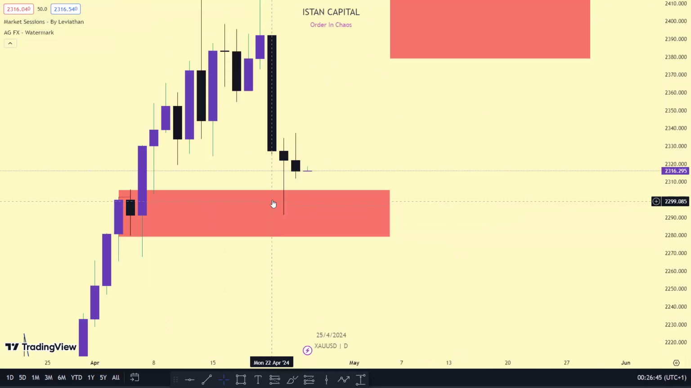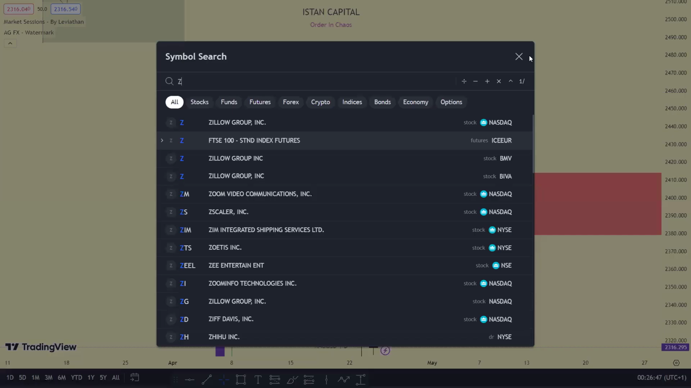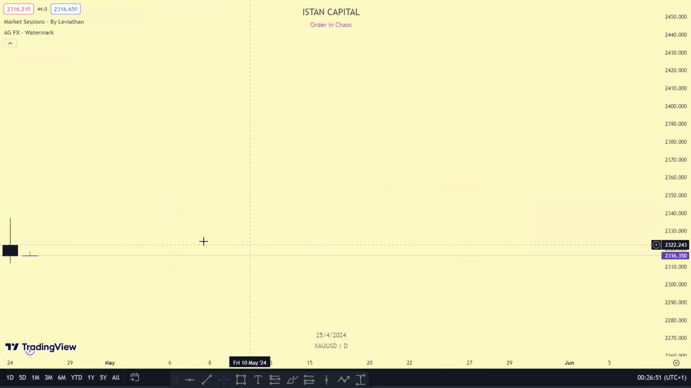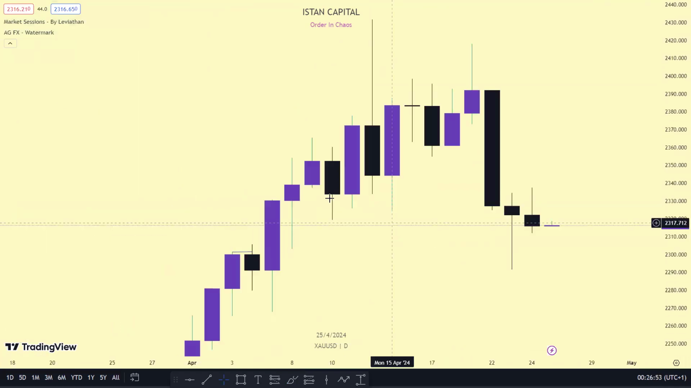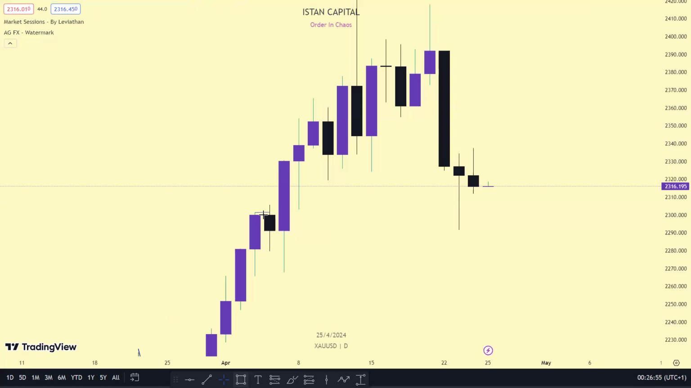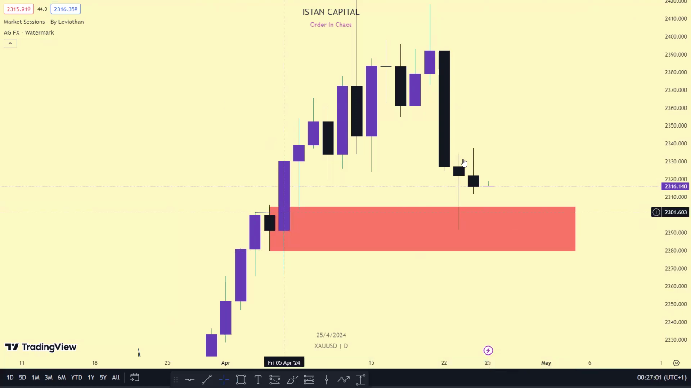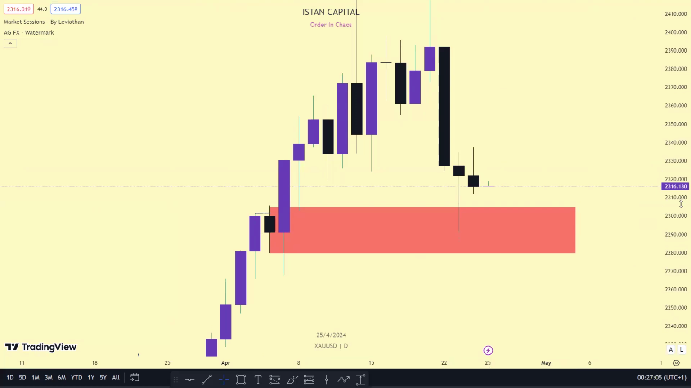That's the bias for the trade, right? Just trying to go back a little bit. So you mark out your demand zone. This is your demand zone. First thing I did, mark out my demand zone. And I'm looking for buys. I'm looking for buys only, right?